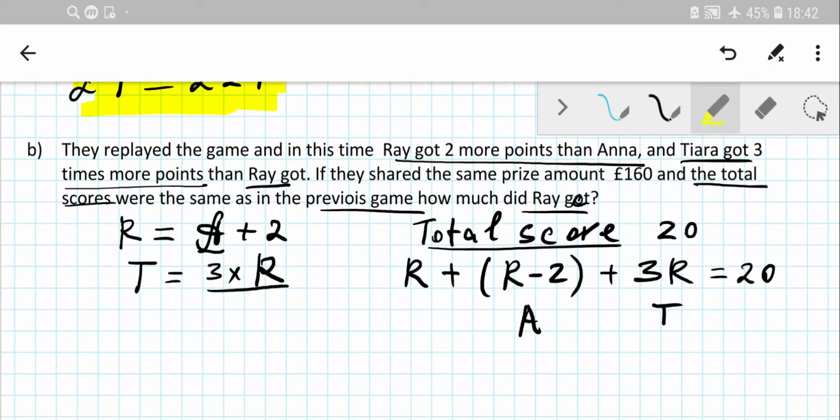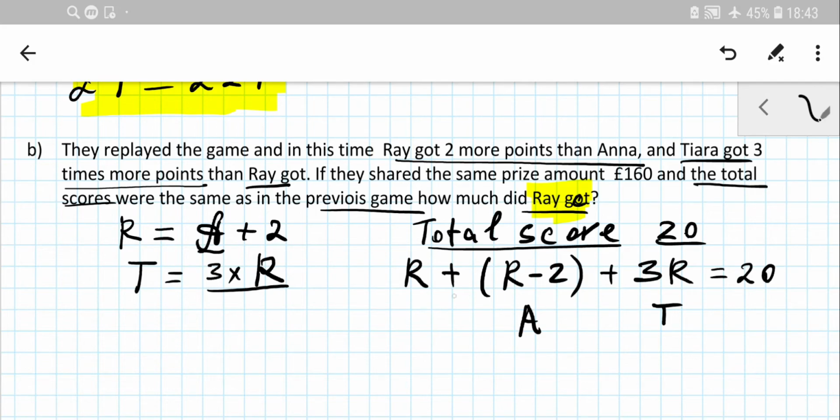You might ask me why I decided to express everything through R. Because my final question is to find Ray's score. Sorry, not Ray's score, but Ray's amount of prize. So first of all we need to understand how many points Ray got out of the total possible number of points, which is 20. That's why we need to find R, which stands for the score for Ray.